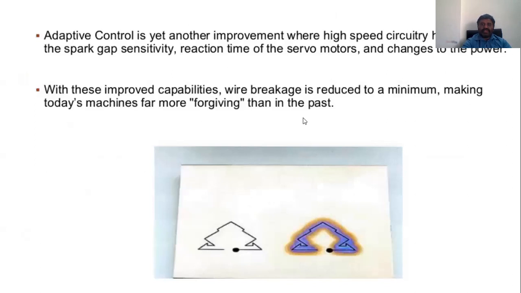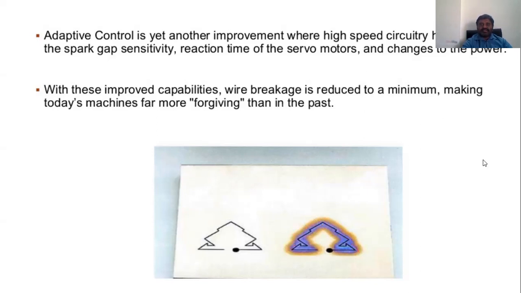See here how it can take place. Adaptive control is another improvement, where the high speed of the security, the spark gap, is considered. From this diagram, we can see how the spark is generated here. See this one, how the spark is generated here.